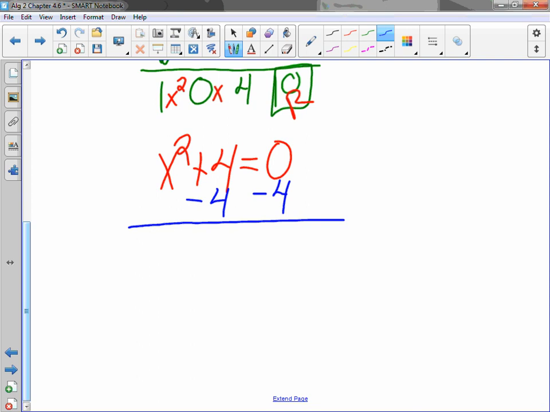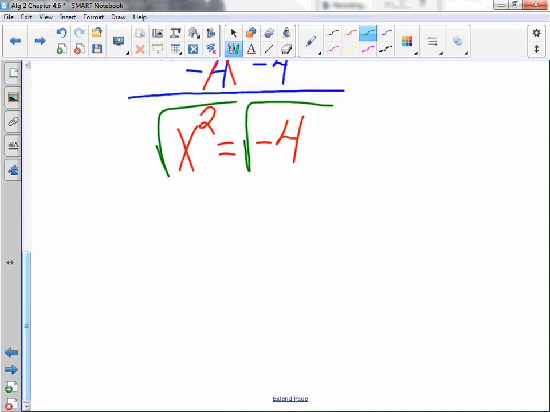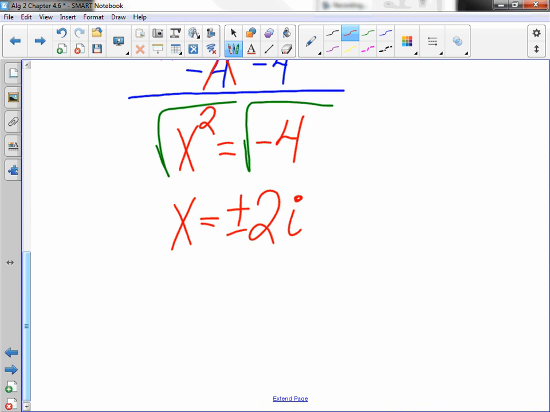So what we're going to do here is we're going to subtract 4 from both sides. Because 4 minus 4 is going to give us 0. So x squared is equal to negative 4. And we would square root both sides. And it tells me that x is equal to, because square root of x squared, the squares cancel, plus or minus 2i, yes. Because the negative is going to come out as i, and the square root of 4 is 2. Questions on this here?